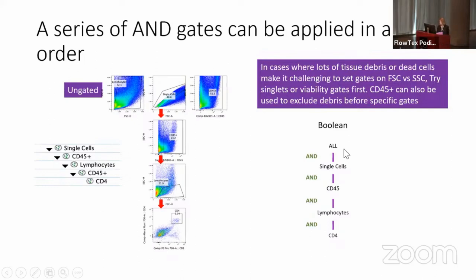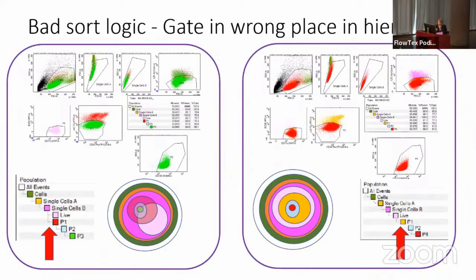So this is what this looks like in Boolean. They're all ANDs. You can do it in any direction. Okay, so other things that can happen with bad sort logic, and this is just software things that happen, sometimes you've changed the axes on your plots or you've done something else and gates will get out of order.